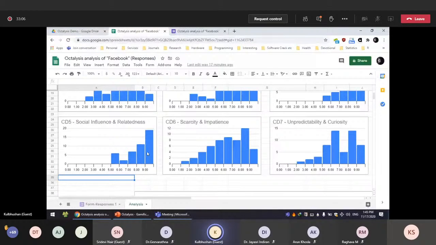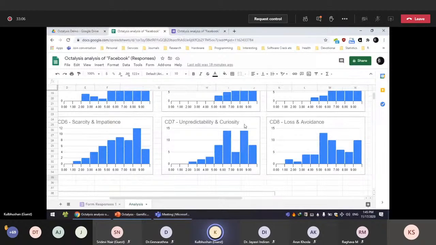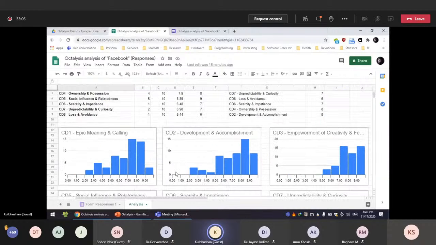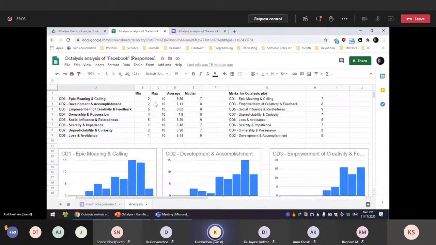Scarcity, again, you can see the variance is large. That means there are many people who feel less influence, and there are people with higher influence. Unpredictability is kind of a bimodal graph. You can see the people are divided by the 7.5 division over here. Again, skewed distribution, and then Loss and Avoidance. So these are the statistical parameters. You can see the minimum, maximum value, and the average and the median. You can see the average is different from the median because of the skewed distribution. So I have used the rounded-up value of the median, just rounding it up.